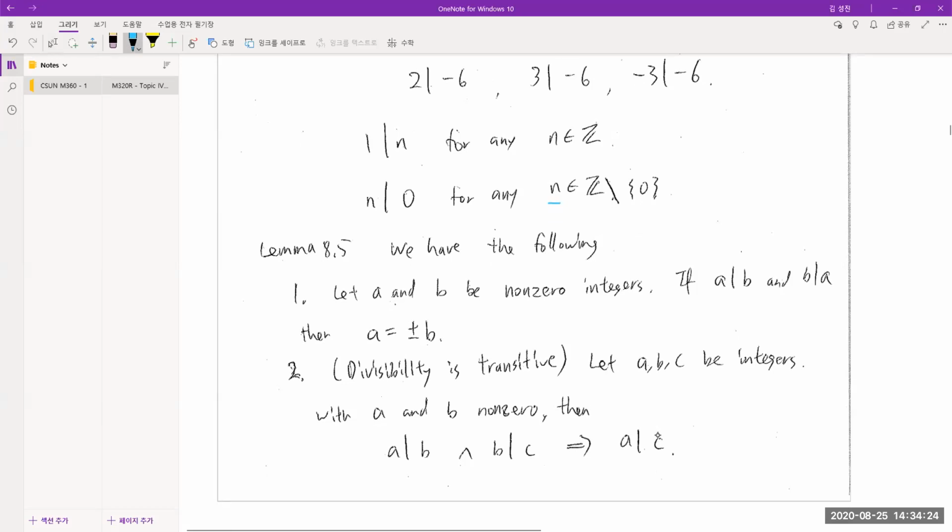The next lemma: what if we have both divisibility conditions, A divides B and B divides A? Then we have A must be either equal to B or equal to minus B. So A equals plus or minus B.